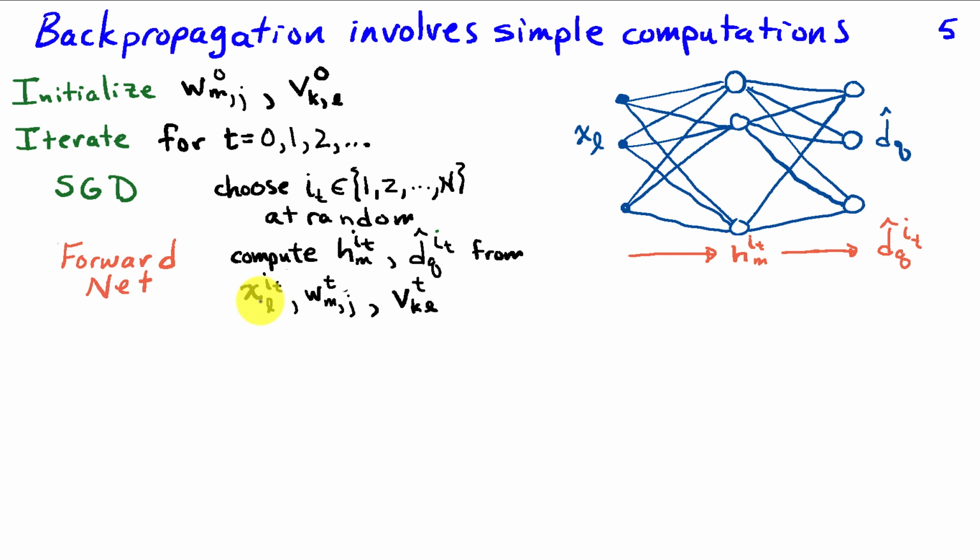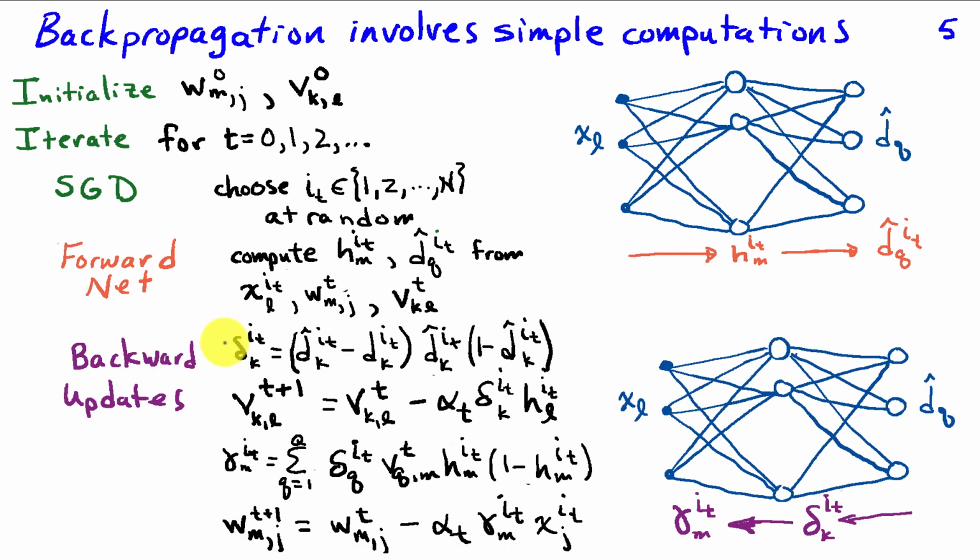Then we're going to do a computation running that training sample forward through the net. In other words, we're going to use the input and our current weights to find the output of the hidden layer, hm, at this training sample, and to find the predicted label at the qth output for this training sample. Once we have these values, we can now do the gradient updates. And our updates proceed backwards.